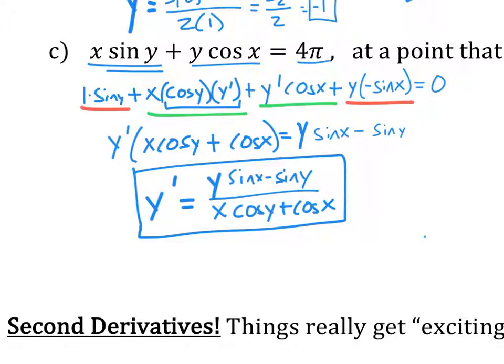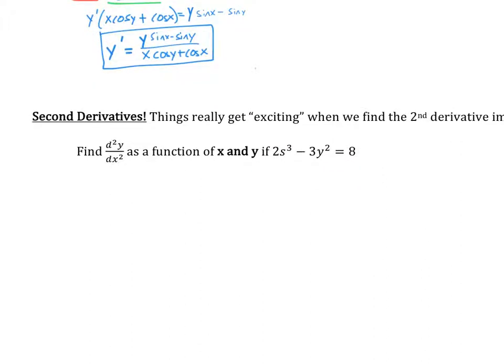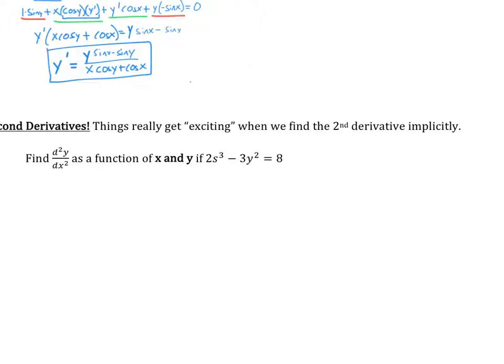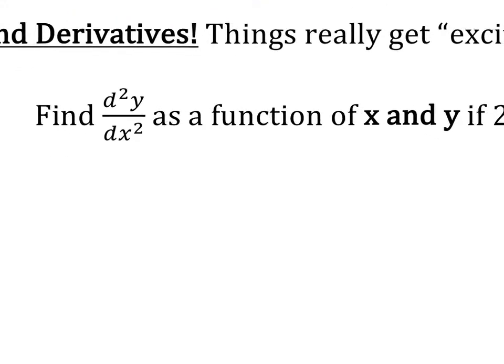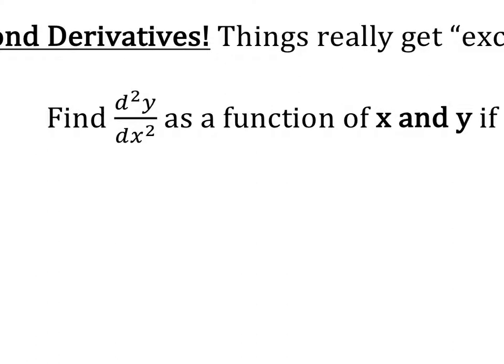All right, so now, last little bit, we want to see how this can help us find second derivatives fairly easily. So here we have a function where we want to find a second derivative implicitly. So find d2y dx squared. That's the second derivative, by the way. We haven't seen that a whole lot. So this is how we say find the second derivative.